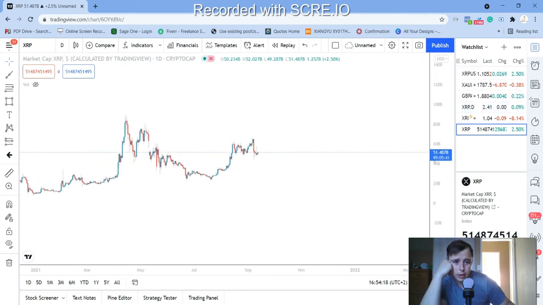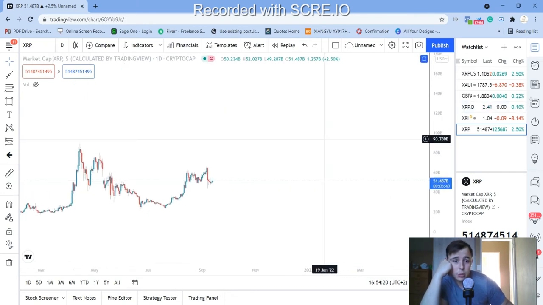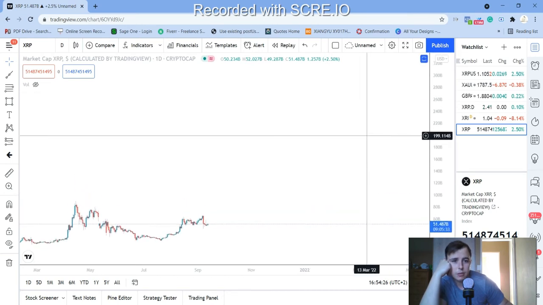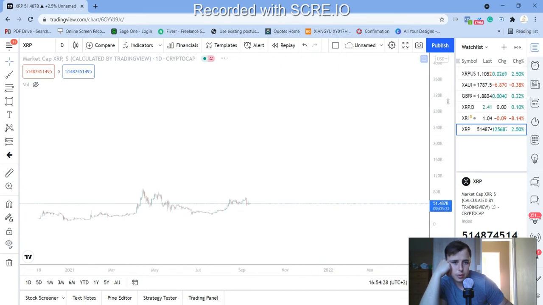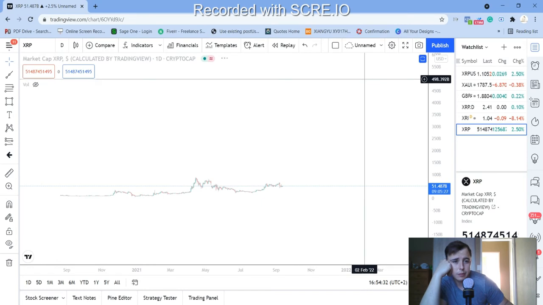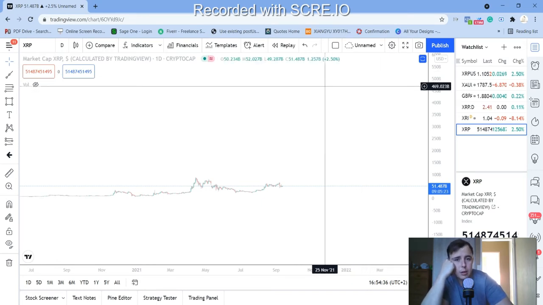Let's just look at what happens when the banks start pouring in more and more volume, and we can just get it to 500 billion for XRP. That's what I'm anticipating in the near future. In the next 4 or 5 years, I'm expecting a $500 billion market cap for XRP.